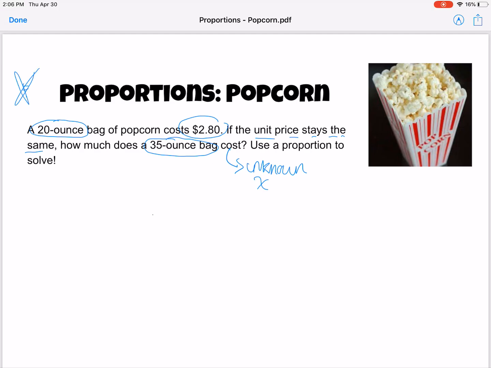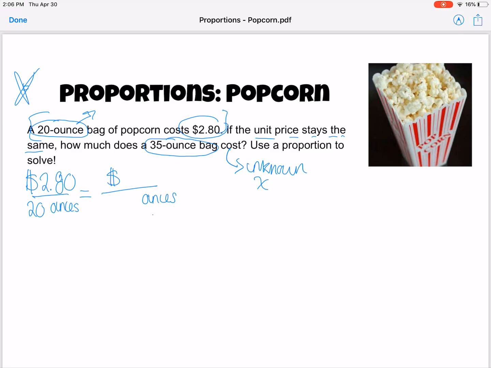And we know to set it up, we have two ratios that are set equal to each other. So the first thing we need to do is fill out our units. We're talking about money and ounces of popcorn. So on the left side I have money over ounces, and on my right side I'll have money over ounces. I know that 20 ounces cost $2.80, so I'll keep these two together, $2.80 for 20 ounces. Now if you flipped these two and had the ounces on top and the money on the bottom, that would be fine. You would just need to make sure that on the other side you have it flipped as well.